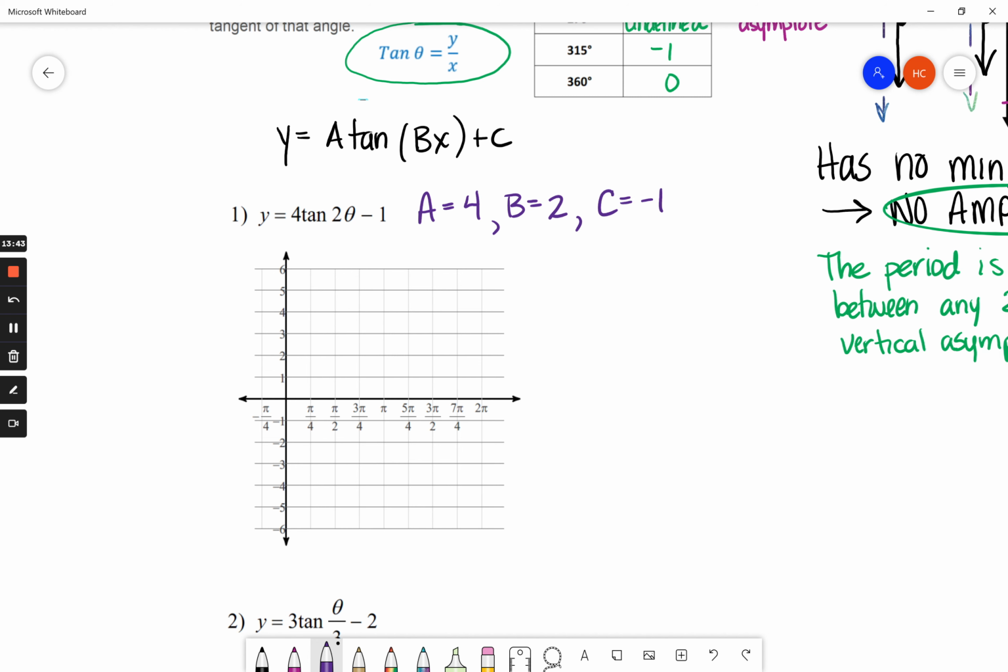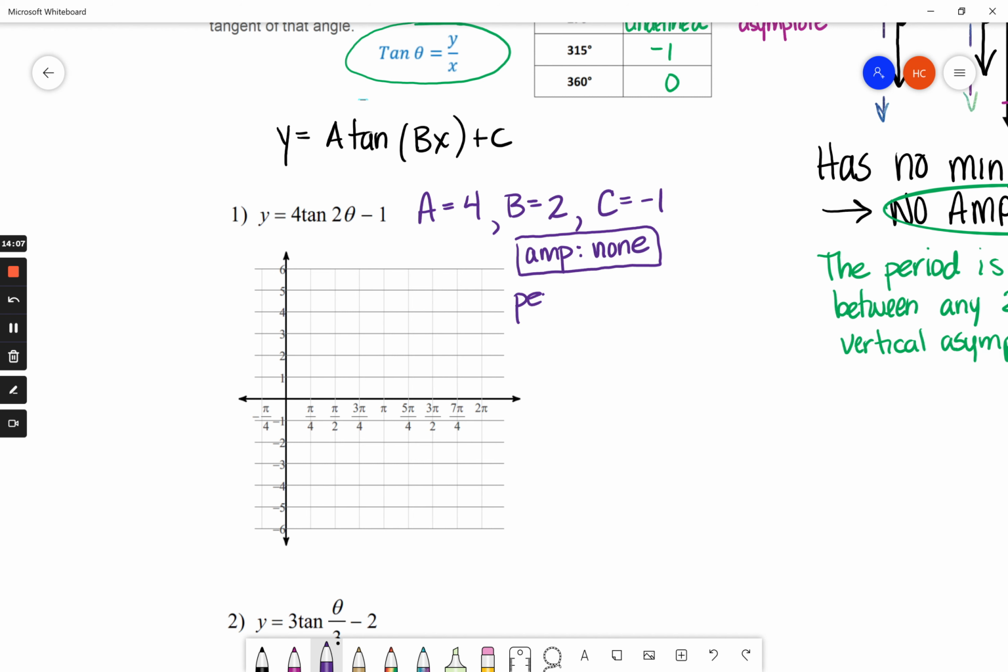So the first thing I want you to do is identify the amplitude. We have already just discussed that amplitude for tangent functions is always going to be none. Do not confuse the a value that you see upstairs here with amplitude, okay?